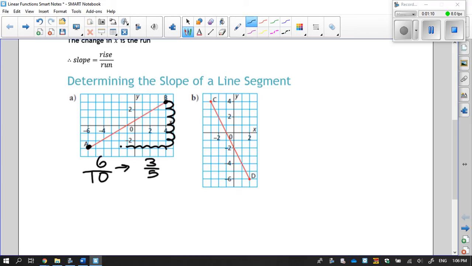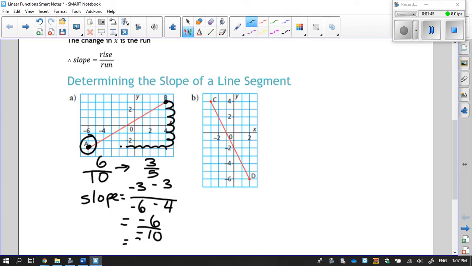The other way that we could do it is we could do it using our slope formula, so the change in y. It doesn't matter which point you use, as long as it's the same consistency. So for instance, -3 comma -6 is A point, and then we subtract because of the difference, and then B point is 4 and 3. So then -3 minus 3 gives us -6 over -10, which gives us 3/5. So that kind of confirms that we did it correctly.